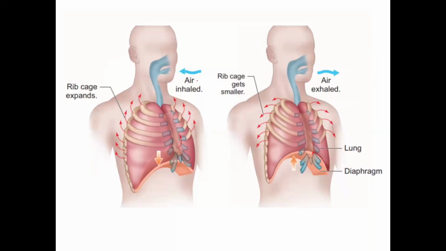So look how it's happening. Air is inhaled, the rib cage expands. Whereas when air is exhaled, the lungs again decrease their volume. When volume is increased, the diaphragm relaxes.